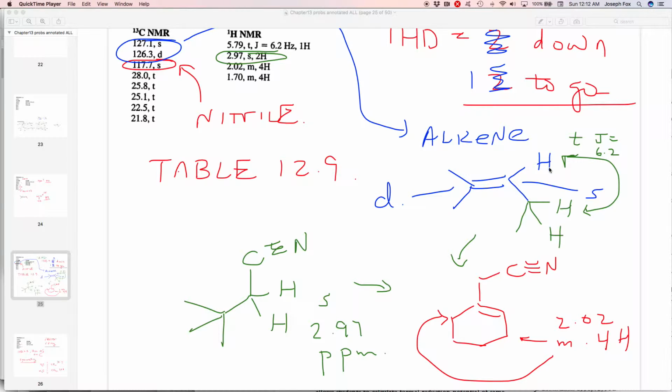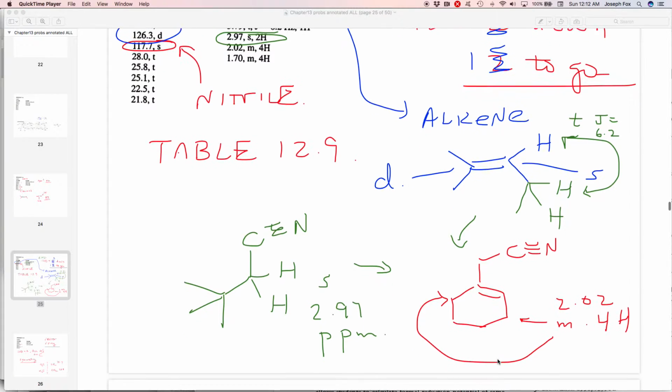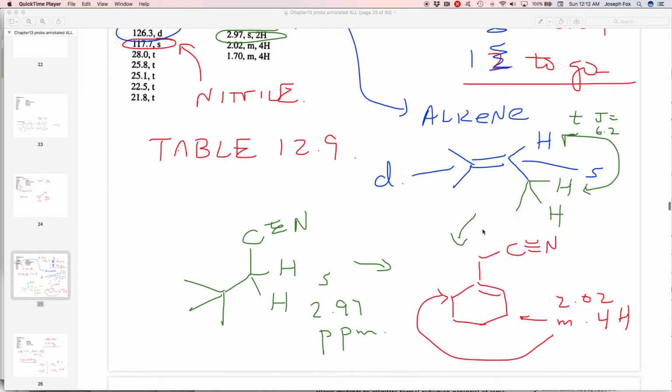So what does that tell us? That tells us that our alkene hydrogen appears as a triplet, which has a 6.2 hertz coupling constant. So with that, we know that we have a methylene next door.